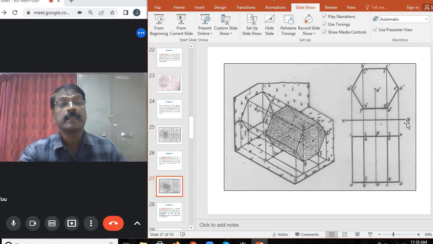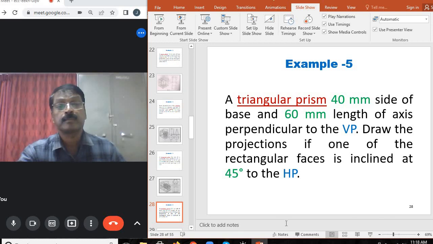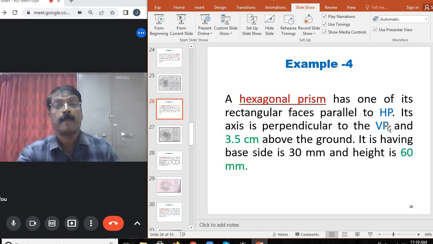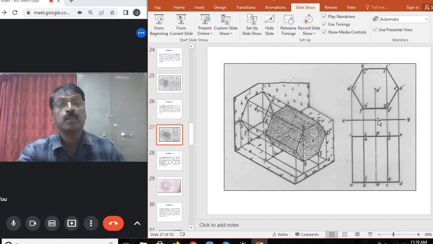Let us consider a reference line XY. The axis is perpendicular to the VP, so draw the reference line XY and draw the front view A dash, B dash, C dash, D dash, E dash, F dash for the front face, and the rear base is 1 dash, 2 dash, 3 dash, 4 dash, 5 dash, 6 dash. For the center we can consider O dash.